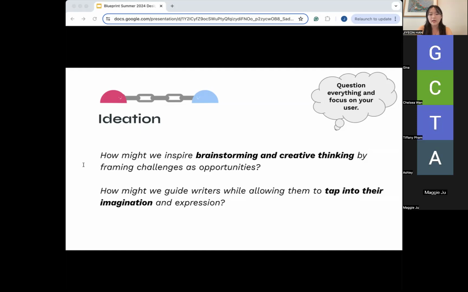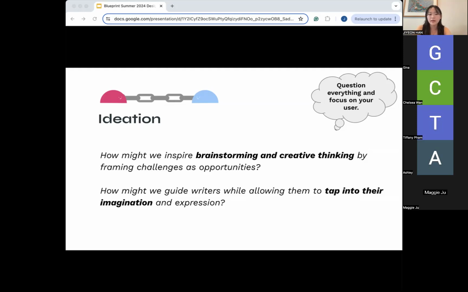How might we inspire brainstorming and creative thinking by framing challenges as opportunities? Instead of pressuring users with streaks or rigid goals, we wanted to reframe the process as an invitation to explore, where challenges spark inspiration rather than stress. This could include features like creative prompts, flexible writing sessions, or mind and body breaks so that we release this pressure of having to write.